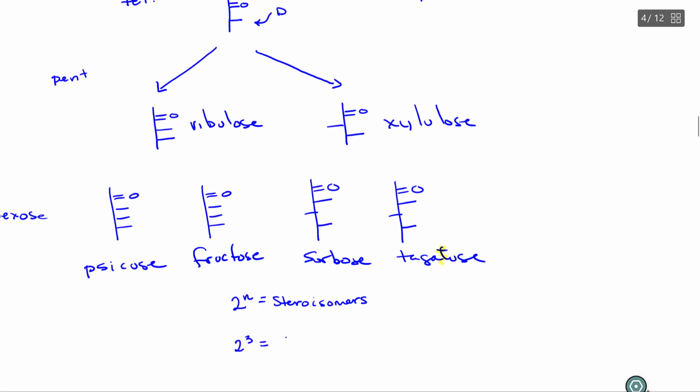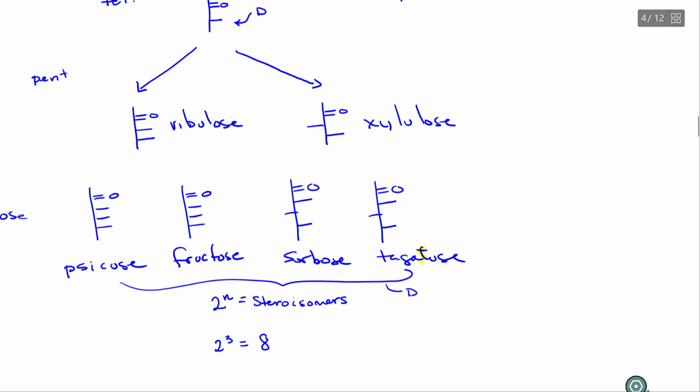So that's 2, 4, 8. That's 8. There's 8 stereoisomers. Now I've drawn 4 here, but you have to remember these are the D ketoses, ketohexoses, hexoketoses, sorry. But for the other half, those are all the L's. So that's why you see only 4 here rather than 8.